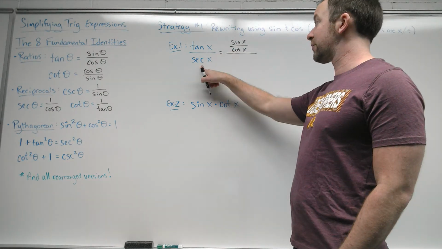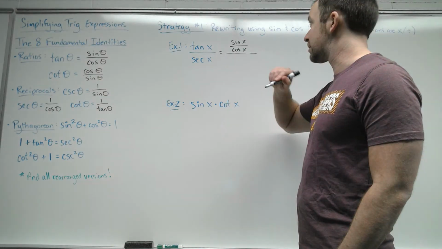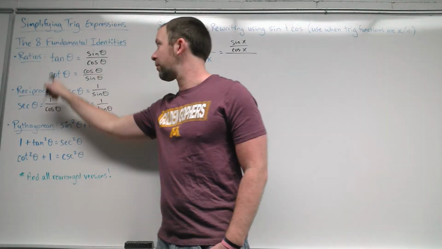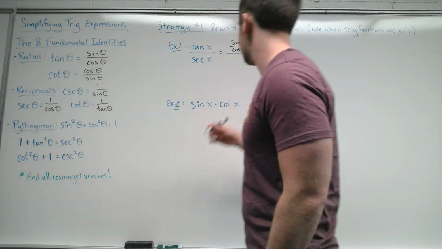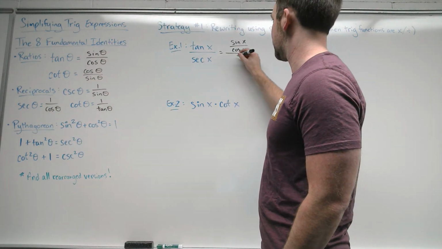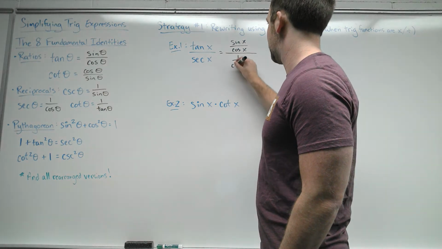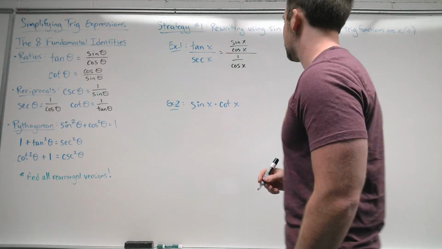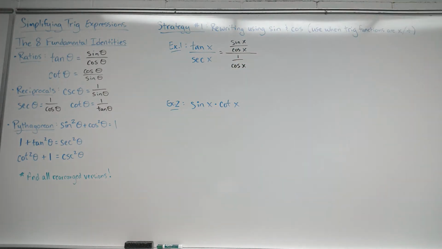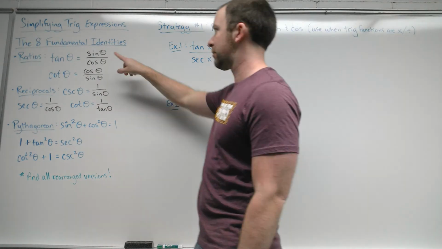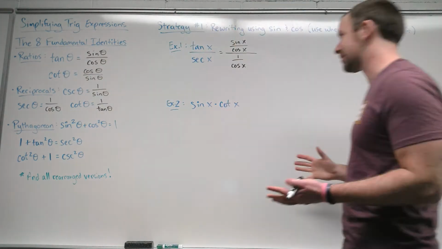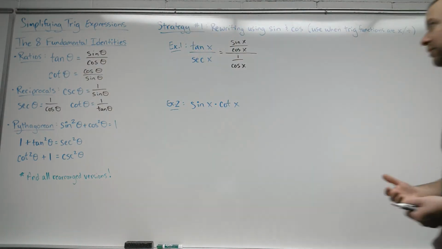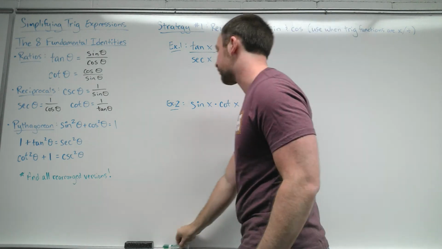I'm going to do the same thing with secant. What is secant? Well, I look over here at my identities. I see that secant is 1 over cosine. So I'm going to take secant out and replace it with 1 over cosine. Then this is really similar to the proof we did in that first video, showing that sine over cosine equals tangent. It's actually the exact same process, just with different things substituted in. So it's really the same proof.